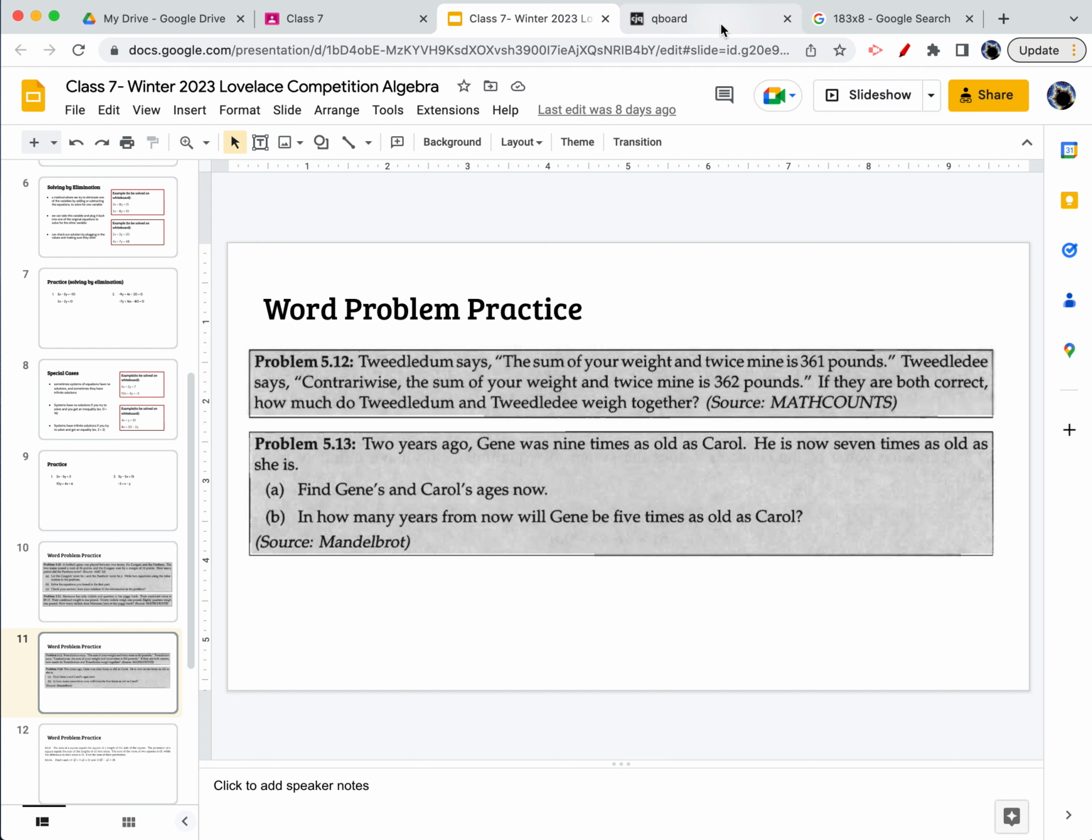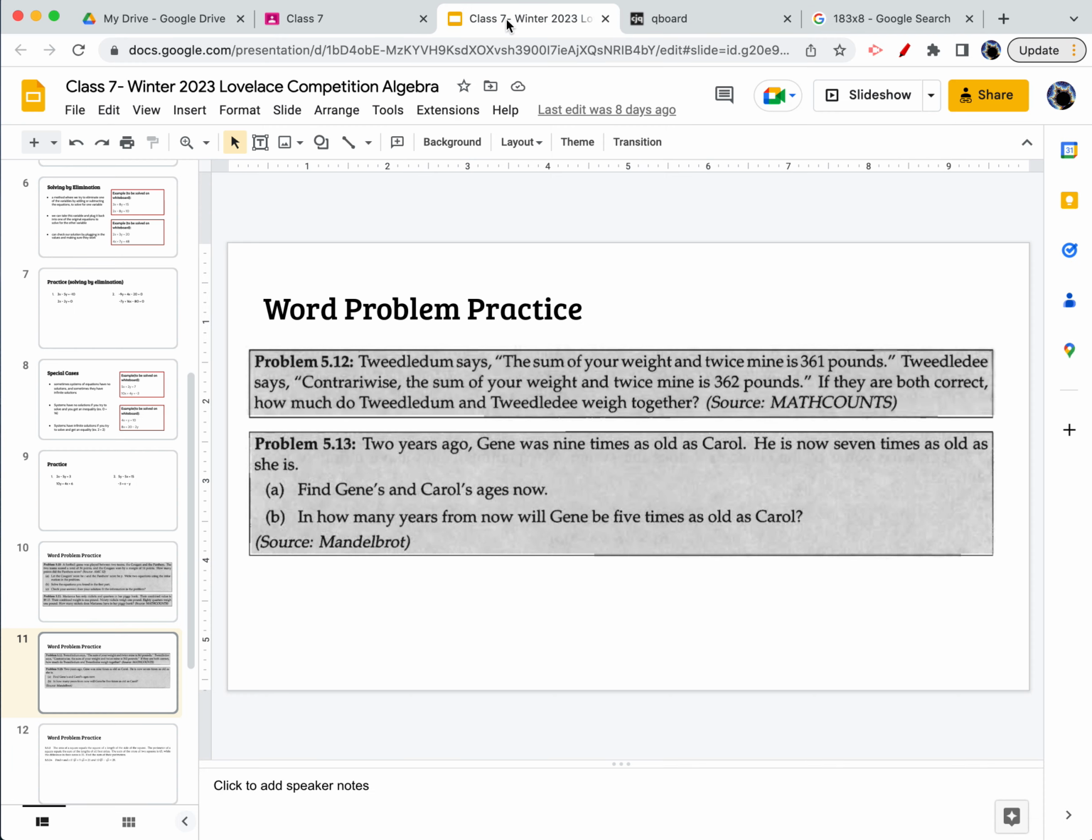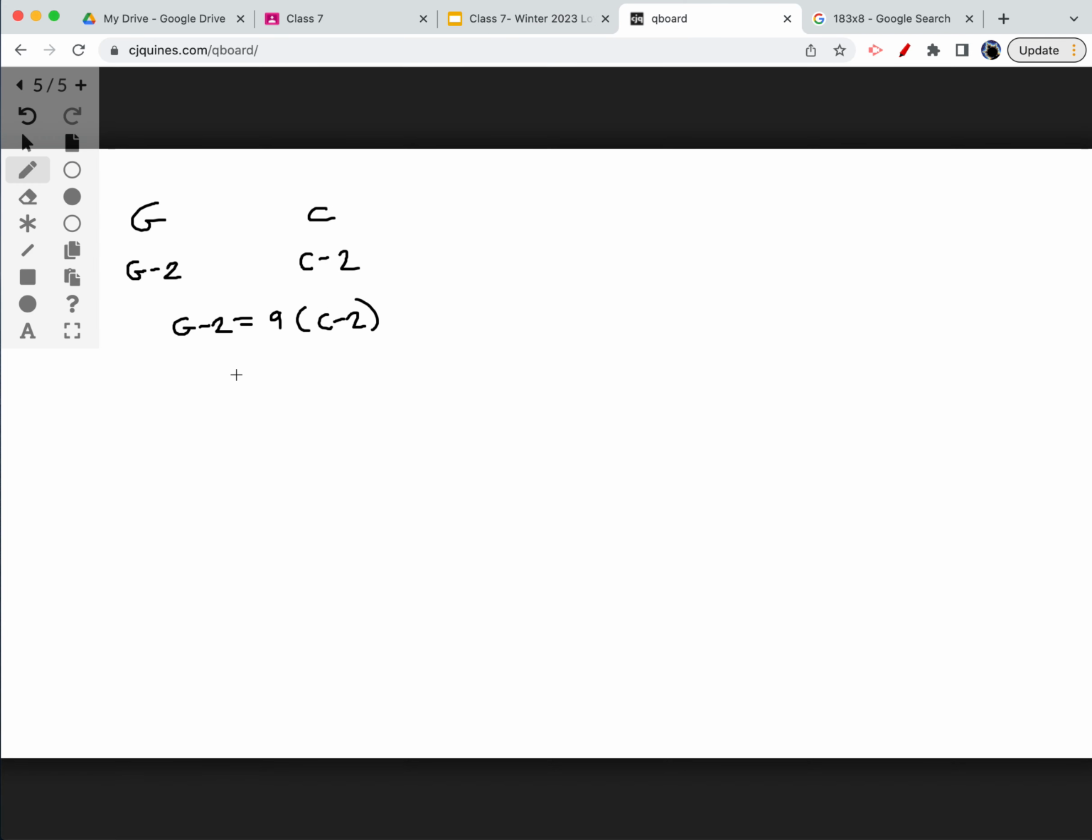Then it says that Jean was 9 times as old as Carol these 2 years ago. So this is our first equation. Next it says that Jean is now 7 times as old as Carol. So now Jean is 7 times Carol.